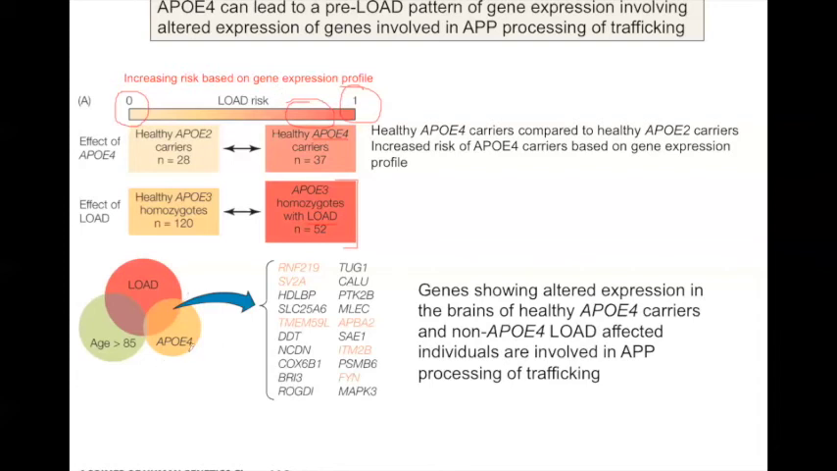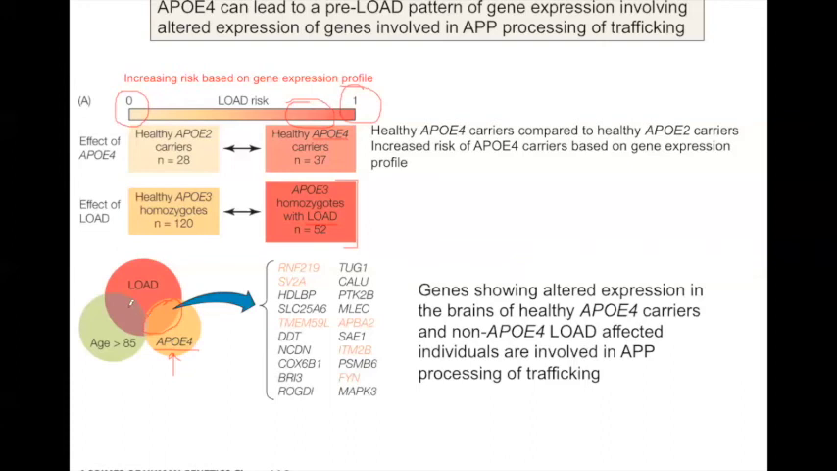We can see that more clearly in this diagram here. So what we can see is that by having the allele ApoE4, and by looking at patterns of gene expression in the brains of these healthy individuals carrying this allele, they share some genes with individuals who are already showing symptoms of late onset Alzheimer's disease.